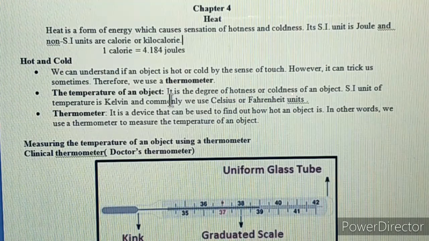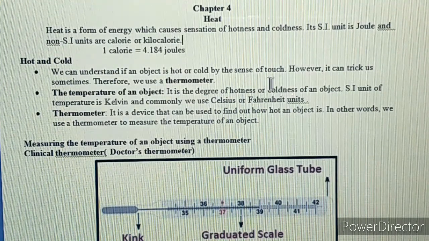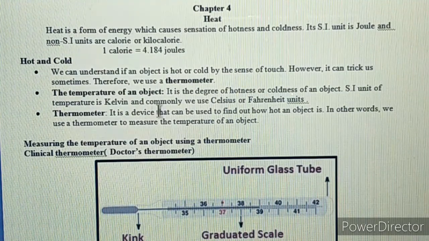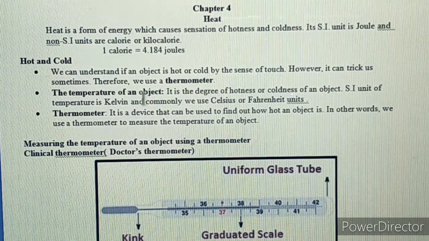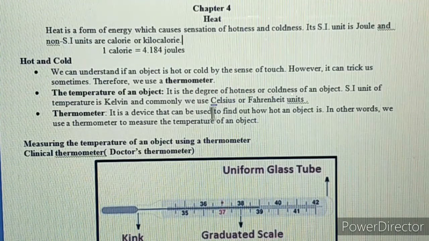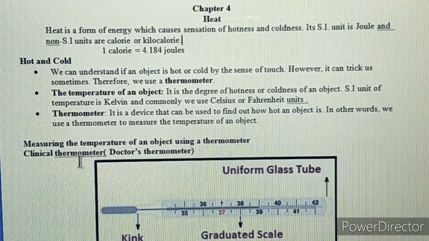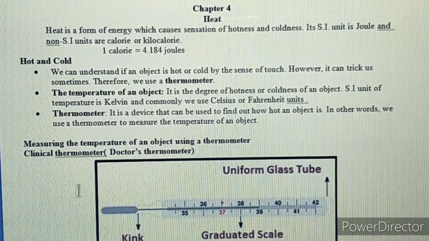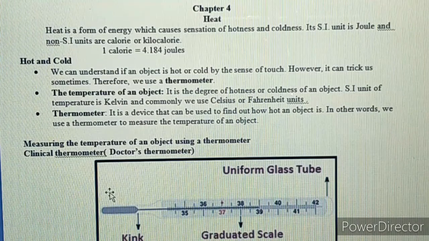Now, what is temperature? It is the degree of hotness or coldness of an object. And the SI unit of temperature is what? Kelvin. And commonly used units of temperature are what? Celsius and Fahrenheit. Generally, we say that today's temperature is 26 degrees Celsius or 25 degrees Celsius.